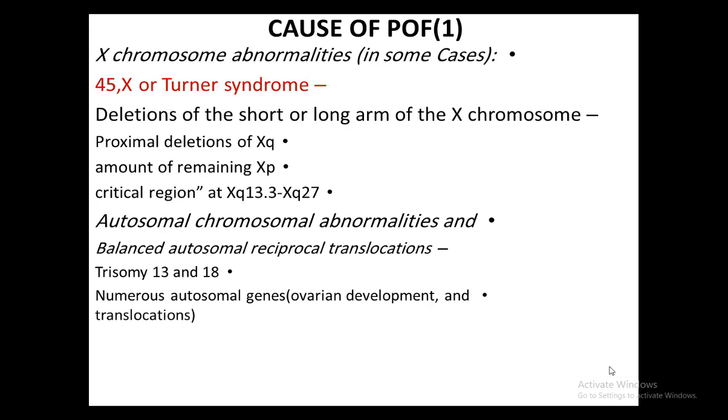The cause of premature ovarian failure, as we mentioned before, may be related to chromosomal abnormalities. It may be due to X-linked chromosomal abnormalities like 45,X or Turner syndrome, or deletion of the short or long arm of the X chromosome, or autosomal chromosomal abnormalities like balanced autosomal reciprocal translocation, or trisomy 13 and 18, with numerous autosomal genes related to ovarian development and translocation.